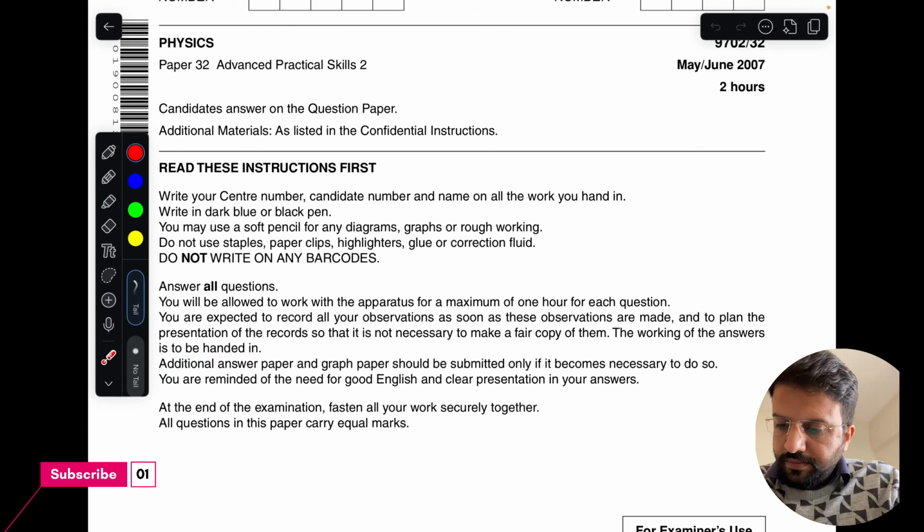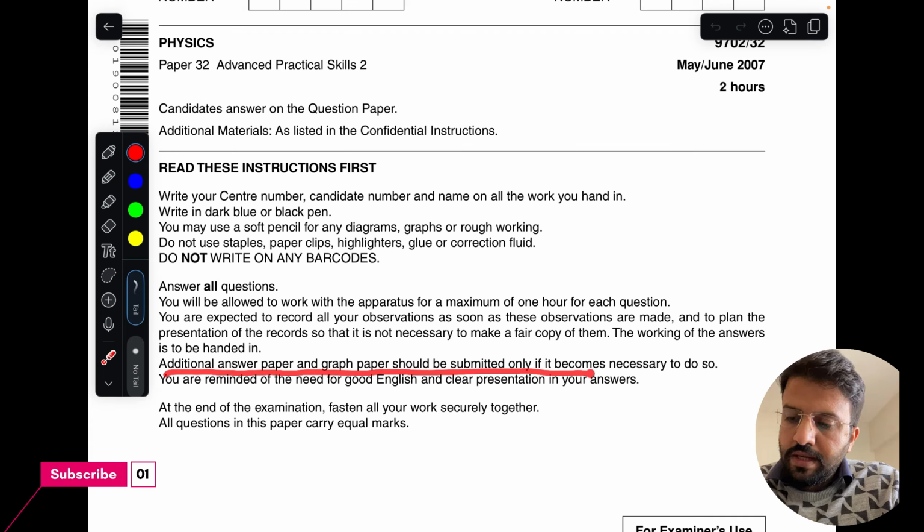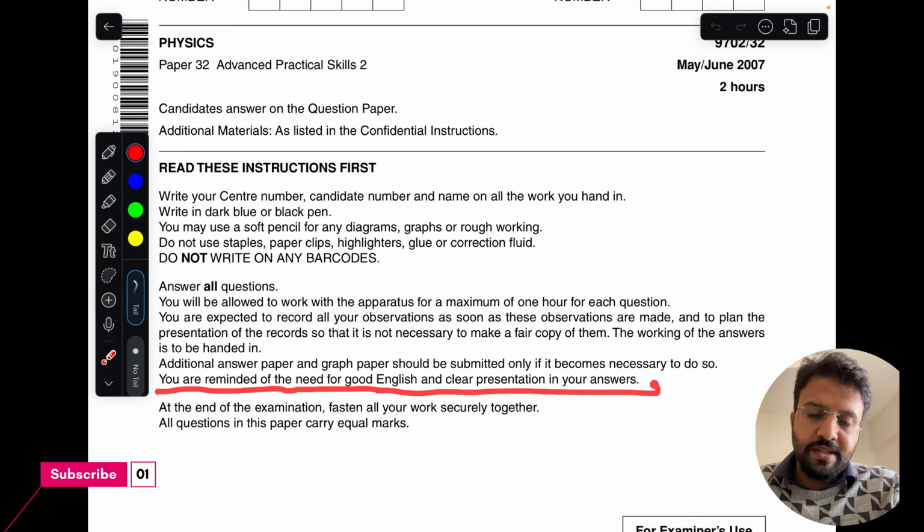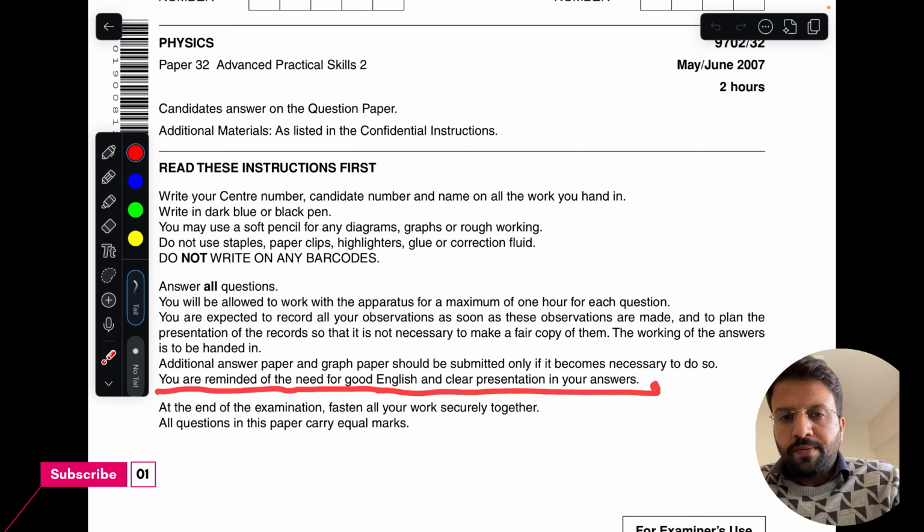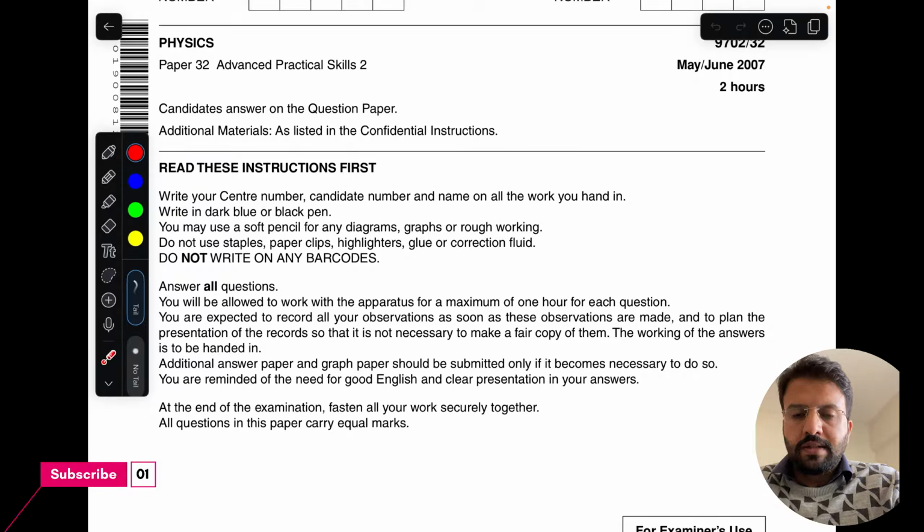Additionally, the answer paper and the graph paper should be submitted only if it becomes necessary to do so. You are also reminded of the need for good English and clear presentation in your answers. This is very important. Most students, when making a table, don't make it in the proper format, so you have to follow the format for the practical. The clearer the data is, the easier it is to understand, and your calculations will be accurate when you follow these instructions. So let's move forward.